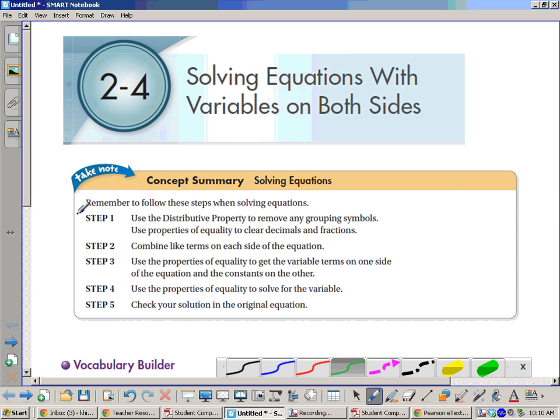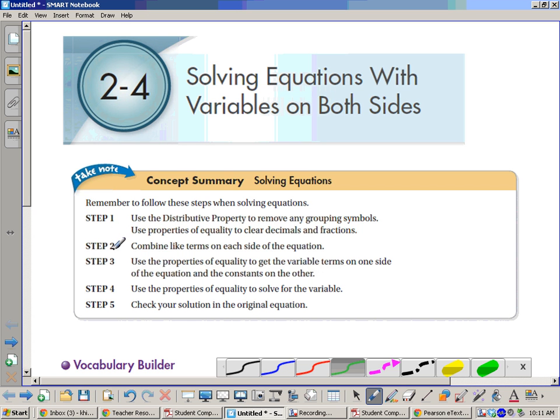So step one will be to use the distributive property to remove any grouping symbols. And that could involve fractions as well. You can also work with clearing the problem of any fractions or decimals at this time. Entirely up to you. If you're okay with working with decimals and fractions, then you can keep them as they are. Step two then will be to combine like terms.